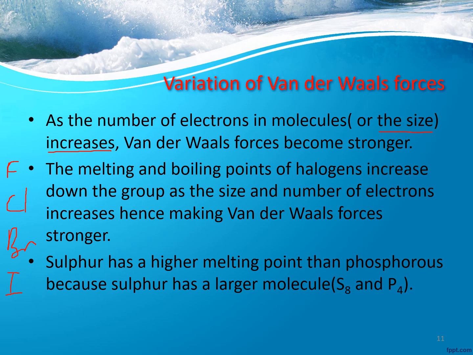When we consider an example of moving across a period, we can take that of sulfur, which has a higher melting point than phosphorus, and this is because sulfur has a larger molecule than phosphorus. Sulfur has a molecule which contains 8 atoms, while phosphorus has a molecule which contains 4 atoms. So sulfur has a bigger size and stronger intermolecular forces, the van der Waals forces, than phosphorus.